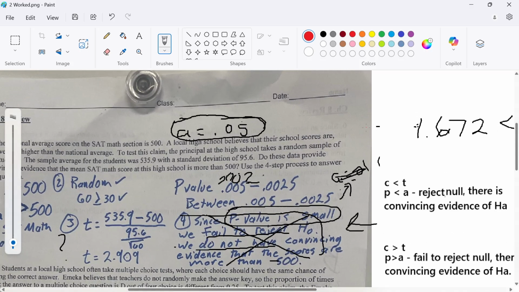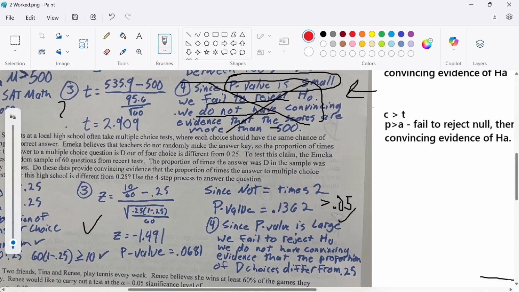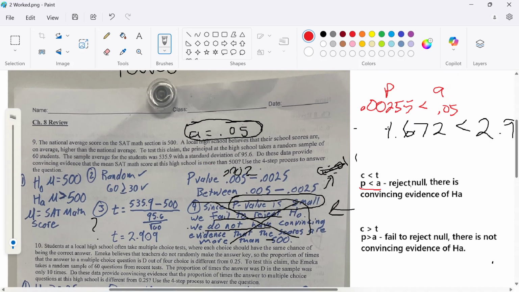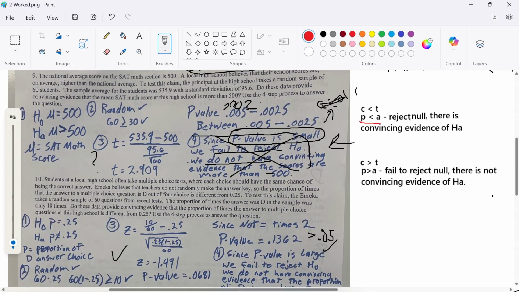In this case, p is 0.00255. My significance level is 0.05. The p-value, 0.00255, is less than the significance level of 0.05. P is less than alpha. I would reject the null hypothesis. There is convincing evidence of the alternative hypothesis. In this case, there's convincing evidence that the actual mean SAT score for the school is bigger than 500. I think it's only for the math section. But anyway, p is less than alpha.